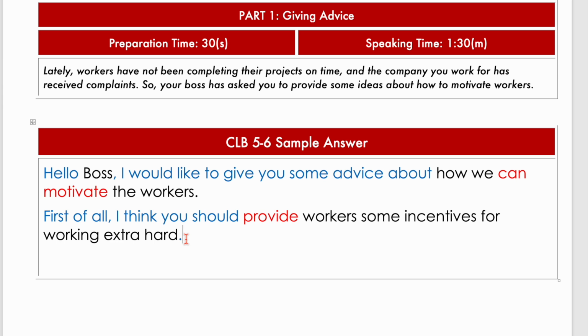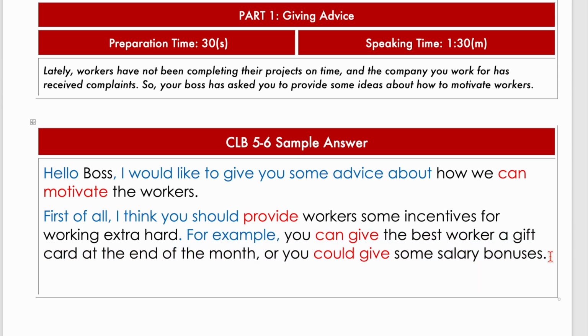So that's the idea. Now let's get over to an example. For example, you can give the best worker a gift card at the end of the month. Oh, good idea. Or you could give some salary bonuses. Salary bonuses, we love them. Okay? So, you can give. It's a good idea. We can say can give, or we can say you could give. Could is a little bit stronger, but you can put can here. So, provide incentives, and these are incentives: gift cards, salary bonuses.